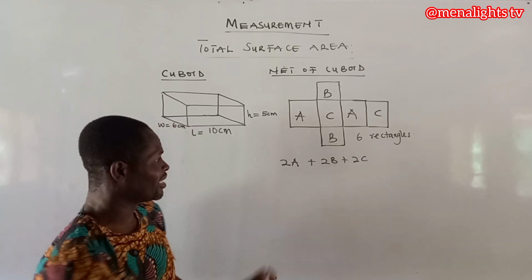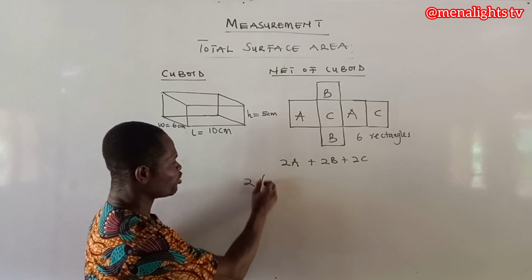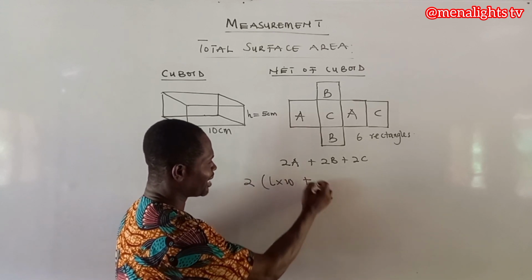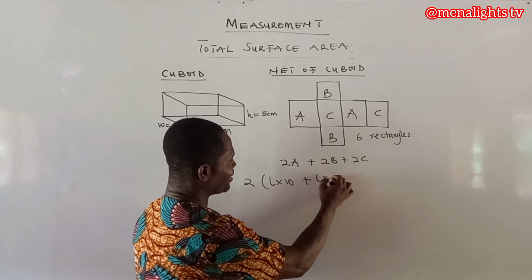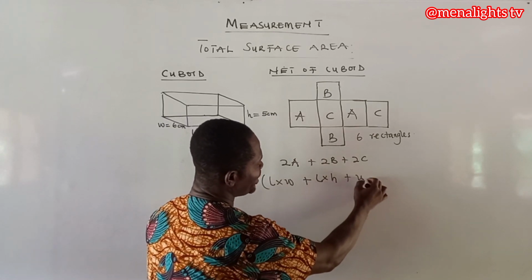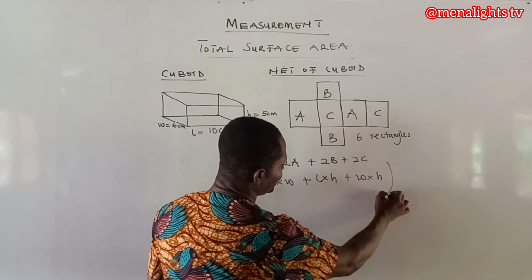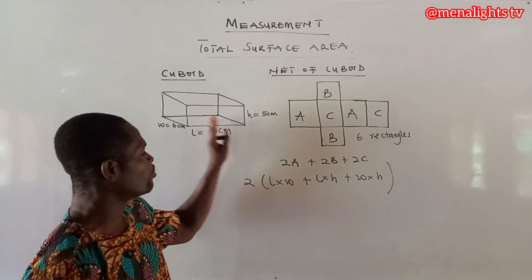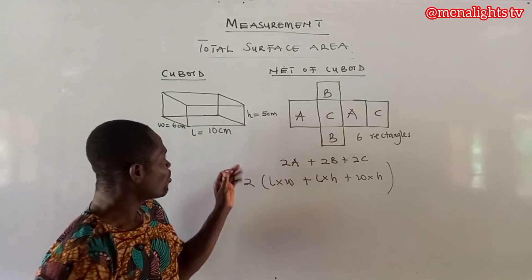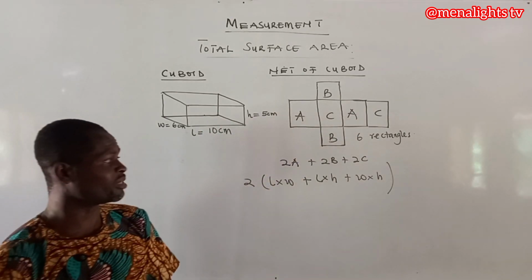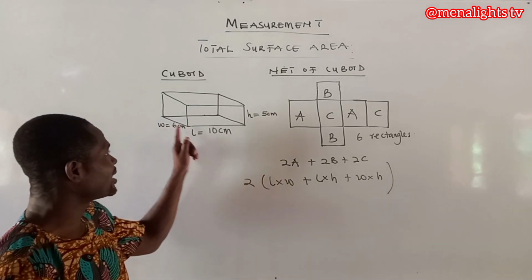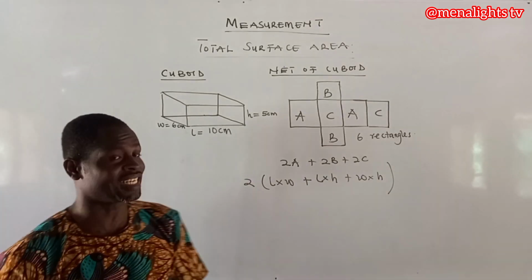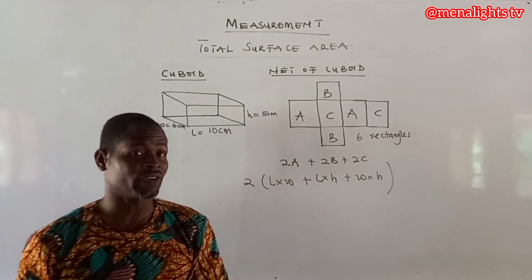So we use the formula 2 into bracket, the length times the width plus length times the height plus width times the height. That is the formula for finding the total surface area of a cuboid. So we have our length, which is 10 centimeters, our width 6, and the height 5 centimeters. So we are going to substitute the values in to find our total surface area.